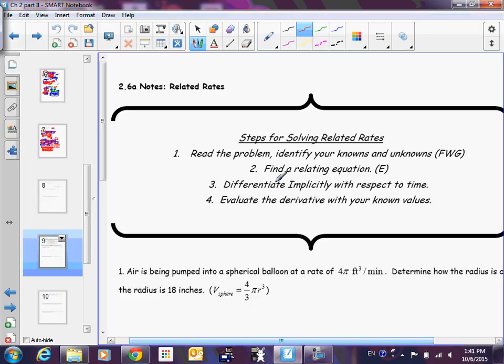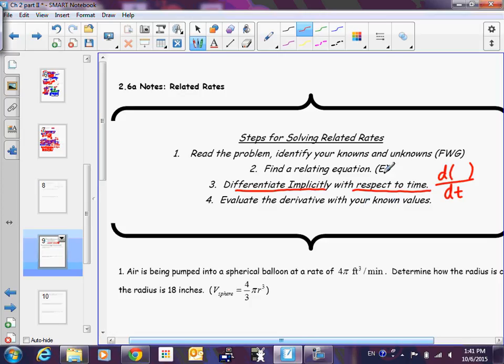Number 3, differentiate implicitly with respect to time. What have we been differentiating with respect to? Y, X. Remember how we had dy over dx? This is going to be d something, depending on the problem, over dt. Always over dt. Number 4, we're going to evaluate the derivative with your known values, which just means we're going to plug all the stuff in and figure out our answer.